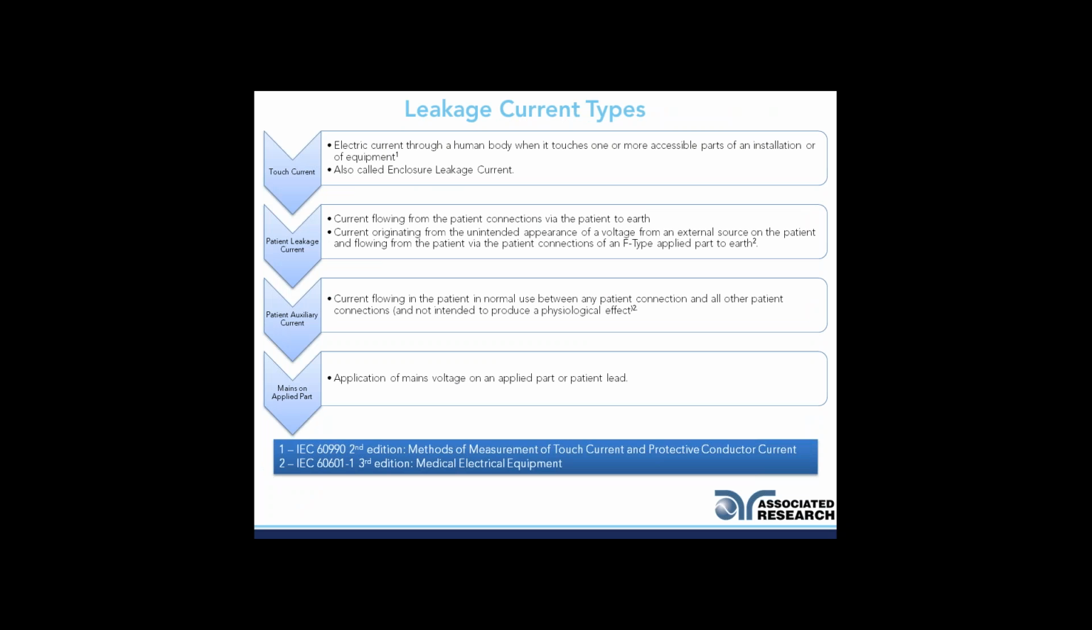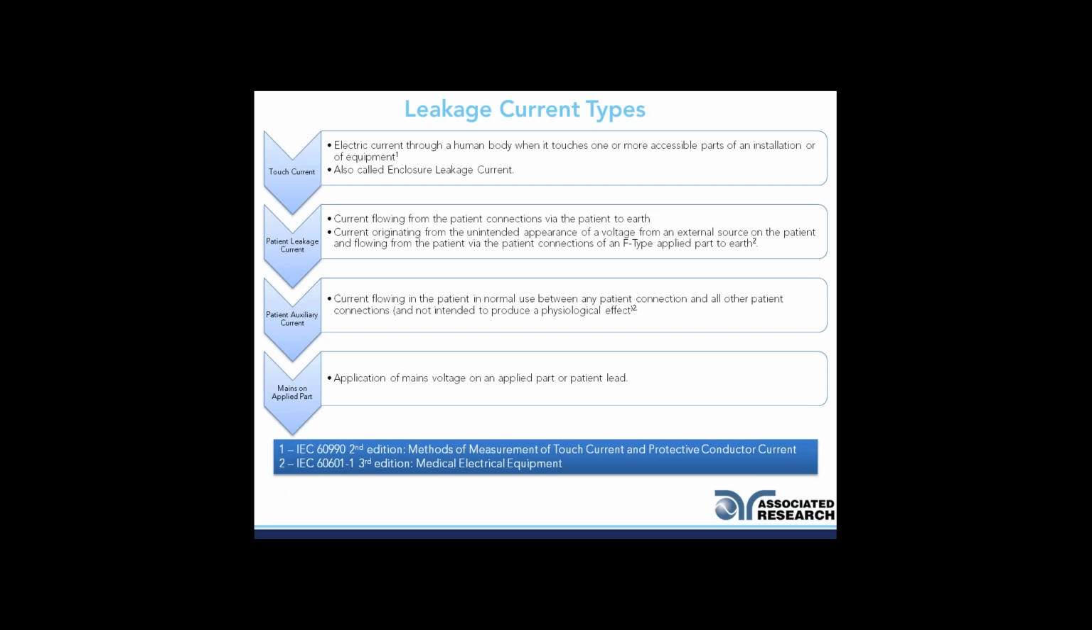So let's get into some definitions that are stated in the standards for different types of leakage current. First one is touch current. Touch current is listed in the standard as electric current through a human body when it touches one or more accessible parts of an installation or of equipment. This definition comes from the IEC 60990 second edition. This is a standard that describes methods of measurement of touch current and protective conductor current.